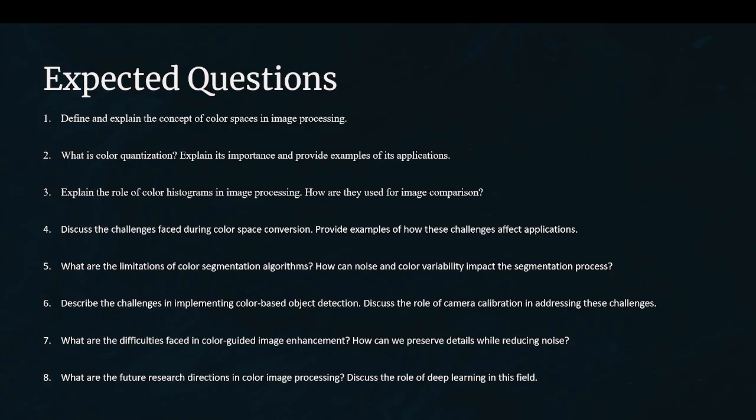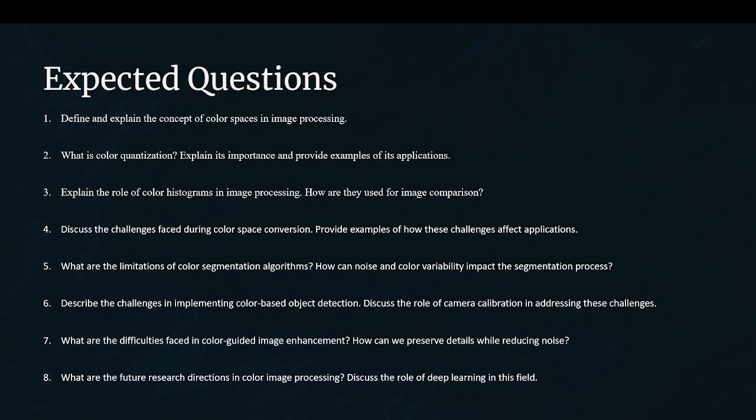The expected answer is you have to describe the reduction of colors in an image to optimize storage and processing. The next is: what is the role of color histograms in image processing? How are they used for image comparison? For this, you can explain histograms as tools to visualize and analyze the color distribution.